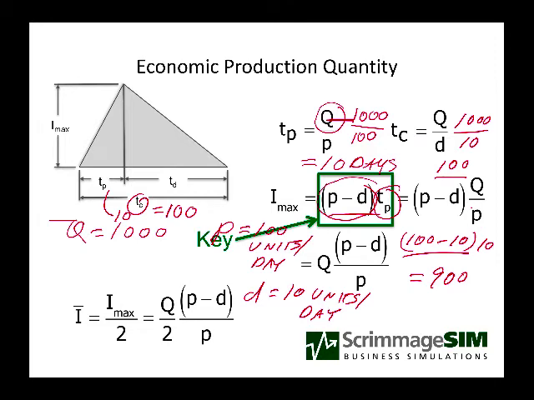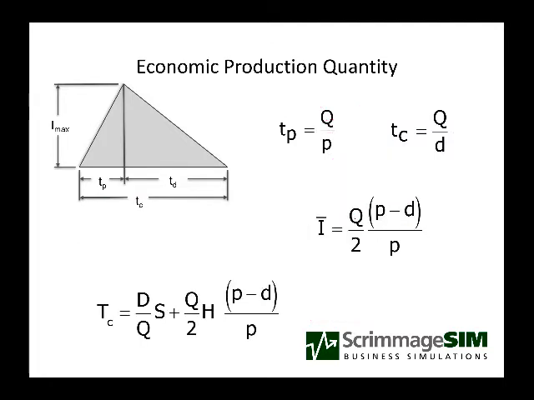Again, this relationship is key. The production rate minus the demand rate times the production cycle time, T sub P, gives us our maximum inventory. Given this information, all we have to do is divide by 2, and we get the average inventory. So we take Q times the production rate minus the demand rate, divided by the production rate, divided by 2, gives us our average inventory. If we substitute this into the total cost equation, this is very similar to the economic order quantity.